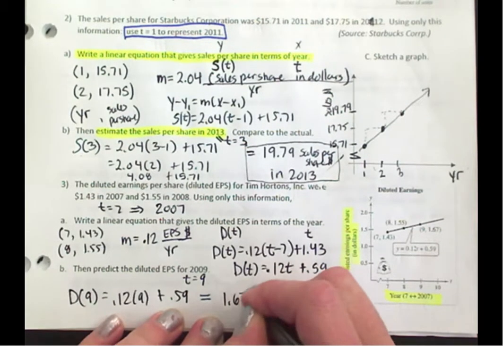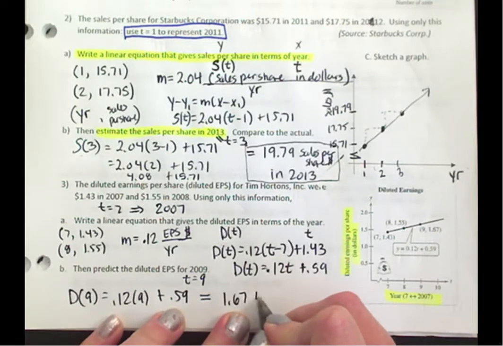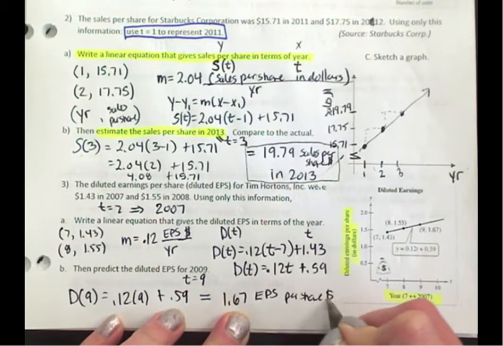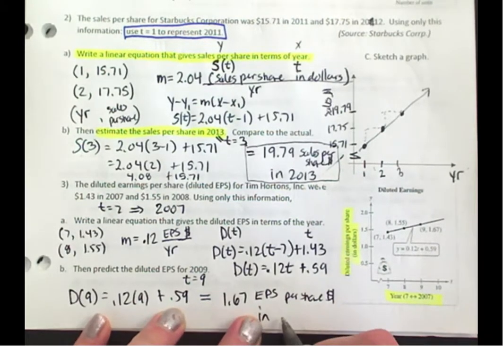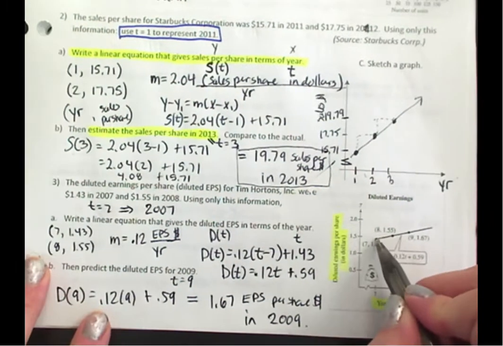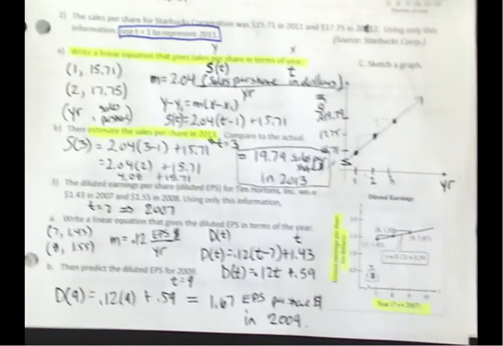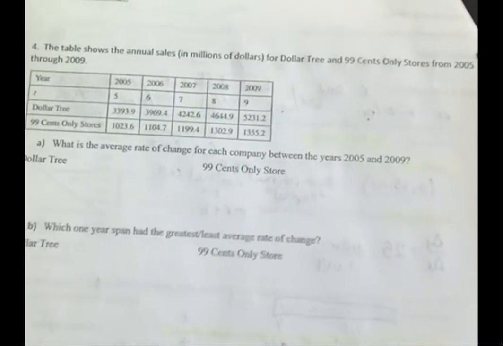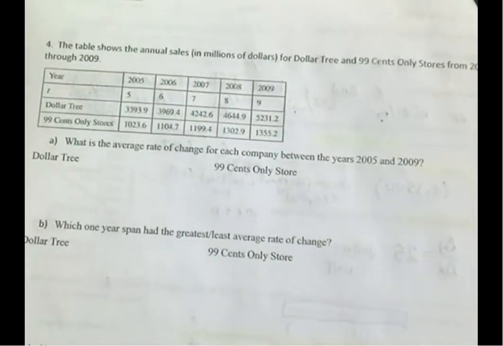$1.67. EPS per share in dollars in 2009. It also says it on the little graph over there. I know. That's because I gave you the graph in this particular case. Notice that it's the same thing we did on the graph above. You have a table of data. You can look at slopes between two points. You can look at slopes between multiple points.